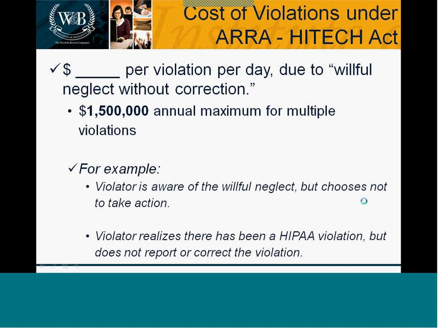Now, a big one. We have one more violation. It's $50,000 per day per violation, up to a maximum of $1.5 million per year. That's where we've violated willingly, but didn't take any action to correct it or report it.